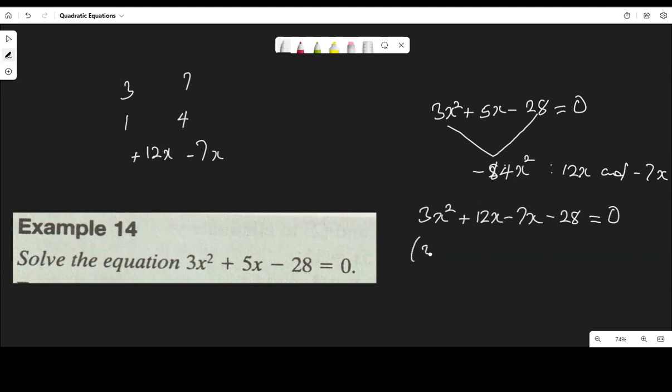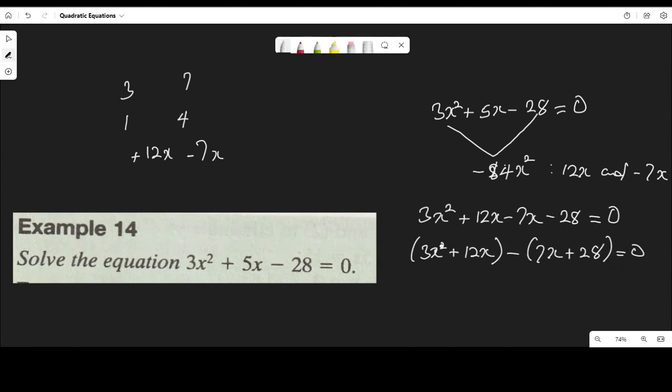Let's group it two by two: 3x squared plus 12x, group it, then minus 7x plus 28 equals 0. Notice that minus has turned to plus here because of the bracket that I introduced, so that if I remove the bracket, minus times plus will give me my minus again.